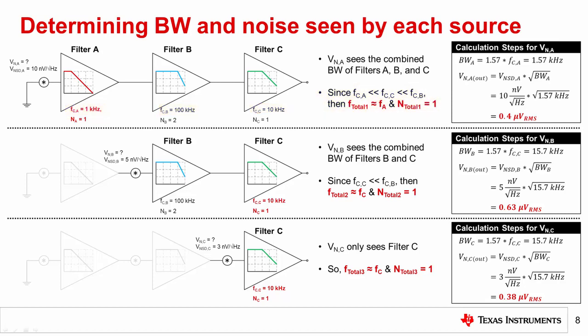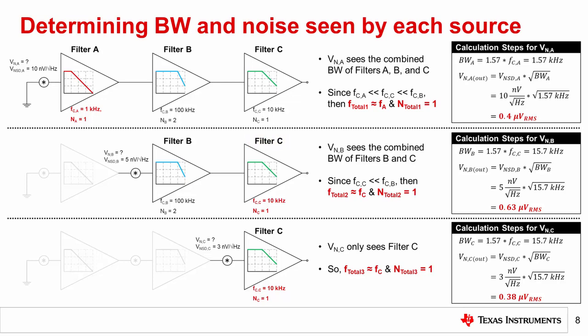Since filter A is a first-order low-pass filter, you can use the effective noise bandwidth equation shown at the beginning of this presentation to determine the bandwidth for the system. As shown, this bandwidth is calculated to be 1.57 kHz. Plugging this bandwidth value into noise source A's equation yields an RMS voltage of 0.4 microvolts. In the middle, noise source B sees the response from multiple filters just like noise source A. In this case, filter B and filter C.